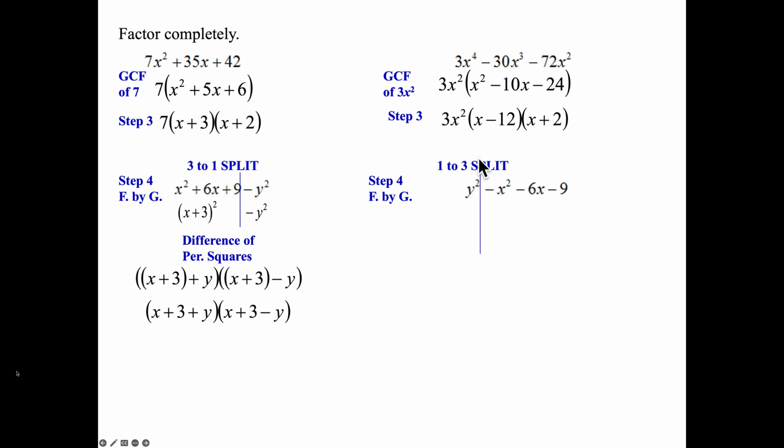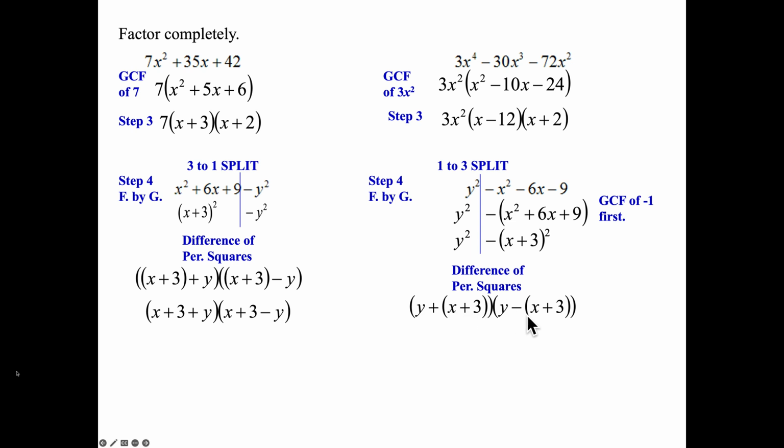Here it is, 1 to 3 split. Y squared, I use the same terms, but now my x squared, 6x, and 9, they're all minus signs. So we're going to factor the negative 1 out of just those 3 terms to create this perfect square trinomial, which is just like that. So this factors to an x plus 3 squared. Again, that's a difference of perfect squares, so it's going to be y plus this binomial, y minus that binomial.